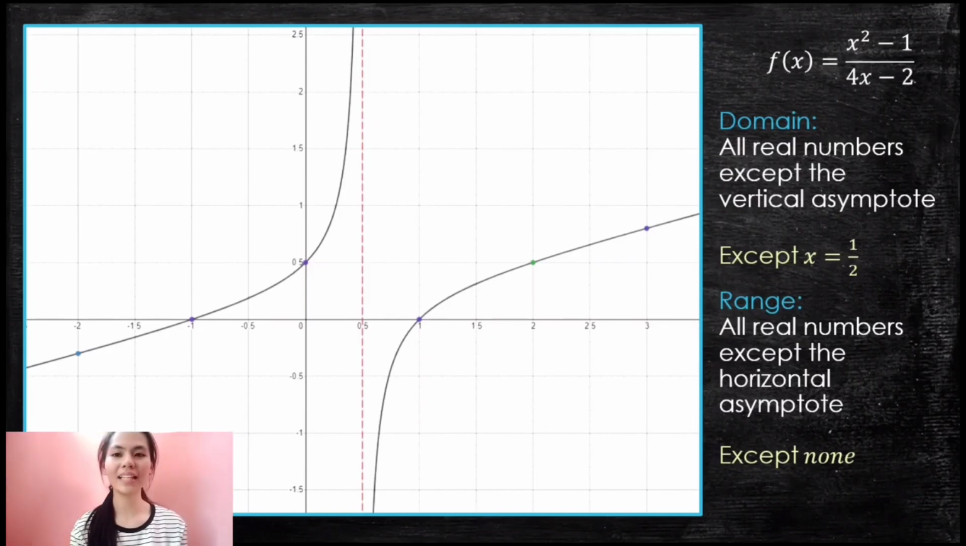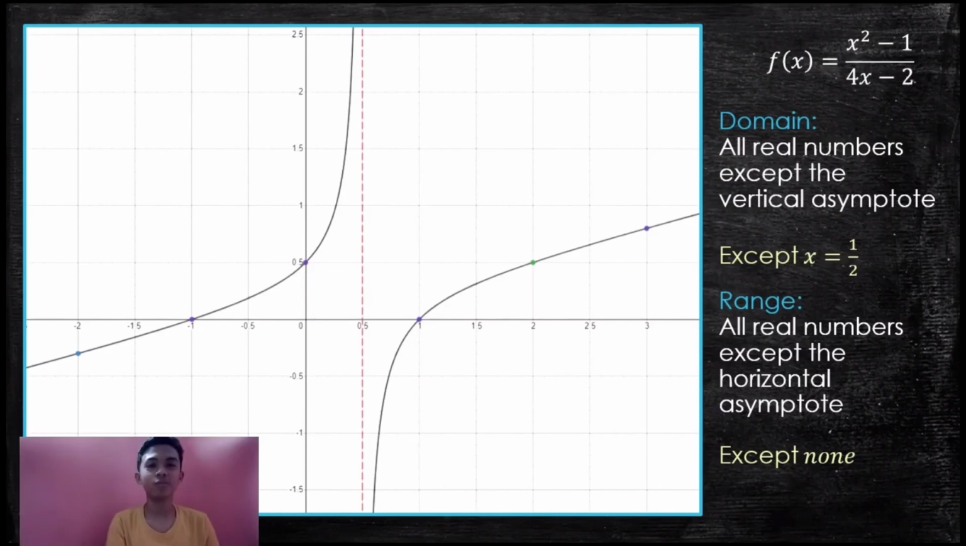You can see that the line gets closer to the vertical asymptote but doesn't touch or cross it. Sometimes we could cross the horizontal asymptote, but never the vertical asymptote. For the domain, all real numbers except the vertical asymptote, so all real numbers except x equals 1/2. And the range is all real numbers except the horizontal asymptote. Since we don't have a horizontal asymptote, the range is all real numbers.